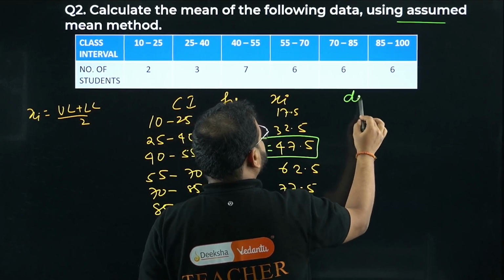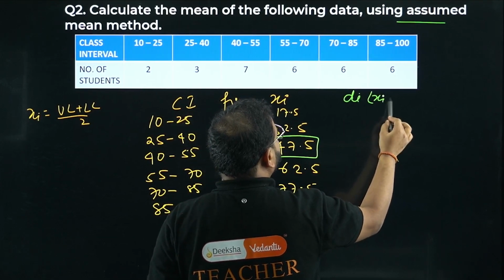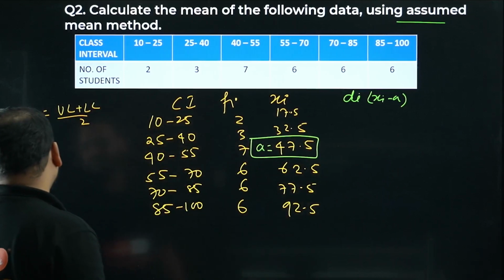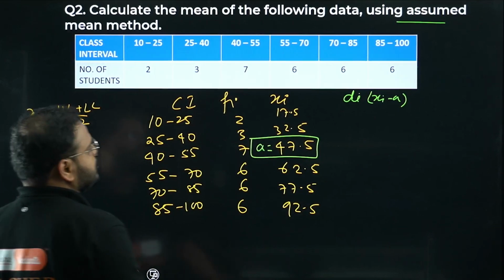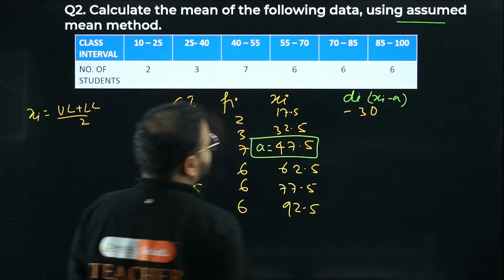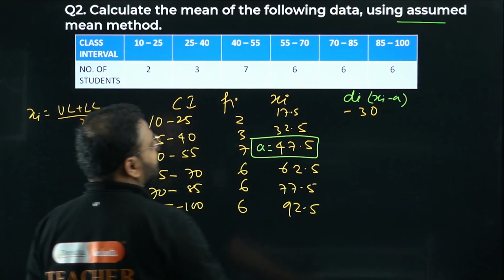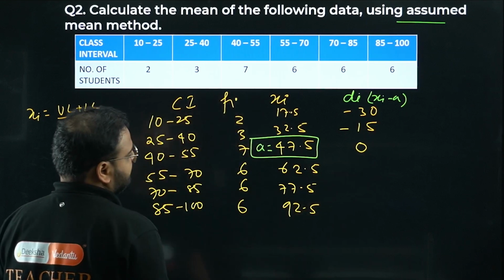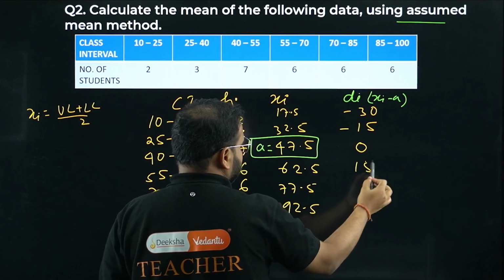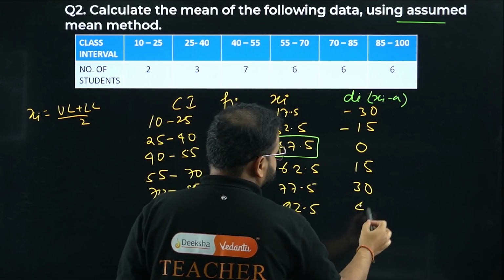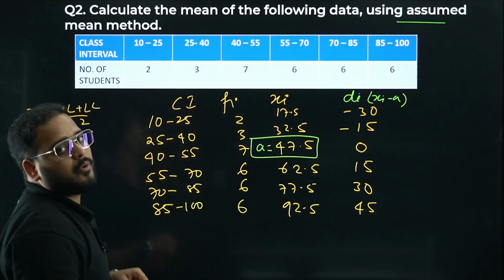Find deviation with the help of xi minus a. Means from the xi, how much deviation is there for the assumed mean? Have a look. 17.5 minus 47.5, so minus 30. 32.5 minus 47.5, minus 15. This is 0. This will be plus 15. This will be plus 30. This will be plus 45. di is known now. What are you going to do?